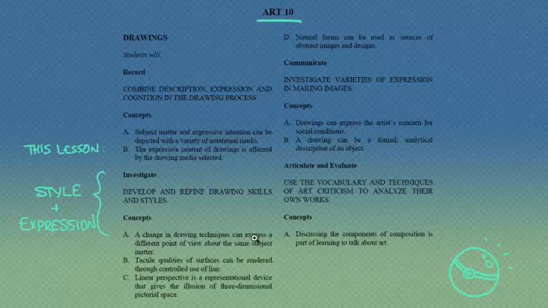A change in drawing techniques can express a different point of view about the same subject matter. So we're going to take Pokemon, in this case, and redraw them in a couple different styles by just tweaking certain details about them. And that will lead to learning about style and expression. This is where I found the information, on education.alberta.ca. If you want an official program of studies, to learn about what you're learning in school or what you did learn in school, that's where you can find it.